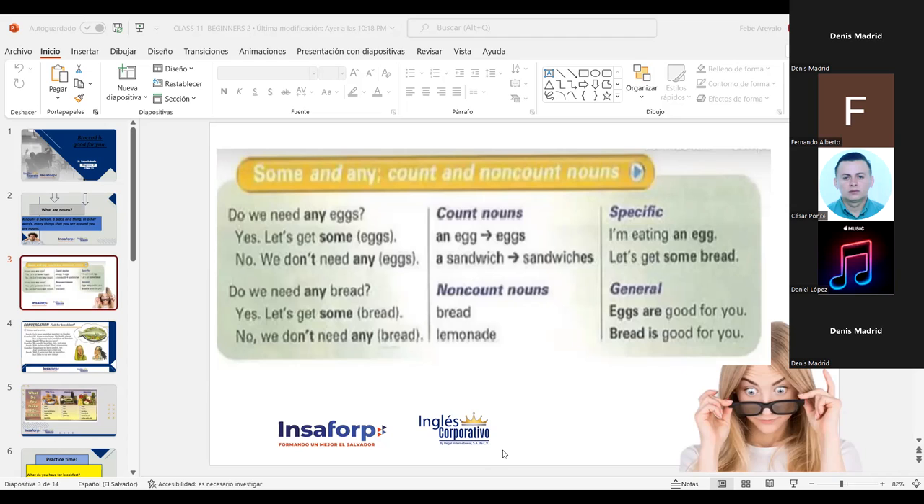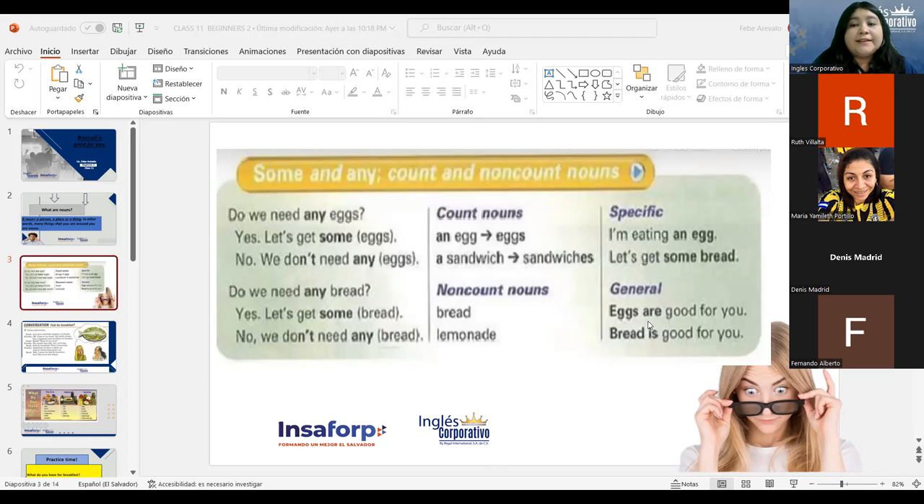Cuando somos más específicos porque necesitamos algo directamente, o estamos mencionando que estamos comiendo algo directamente. General: eggs are good for you. Breads are good for you. Notice, quiero que se fijen en esto. Es específico porque es un count noun. Y estamos utilizando en la primera sentence un indefinite article y en la segunda ya estamos utilizando un quantifier, que sería some, right? Y en las generals no estamos contando en realidad la cantidad. Solo estamos proveyendo información de esos alimentos.